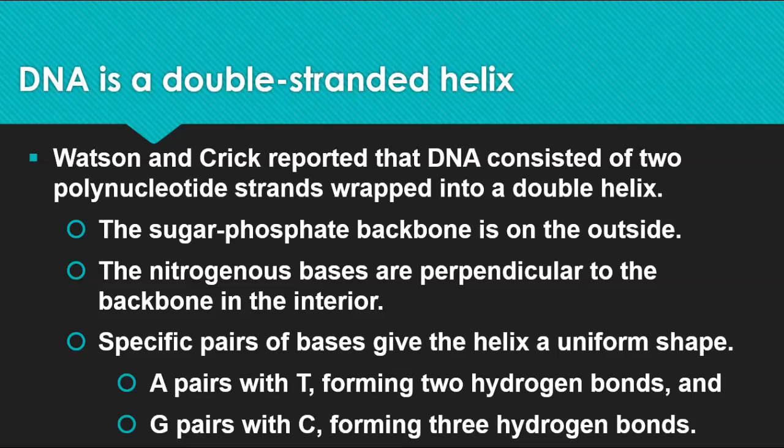A pairs with T. A is adenine, which is a purine, and T is thymine, which is a pyrimidine, and they form 2 hydrogen bonds connecting them together. And then guanine, another purine, pairs with cytosine, another pyrimidine, and they form 3 hydrogen bonds between them. And because you have a large purine with a small pyrimidine in each pair, that gives them a uniform diameter to the double helix.